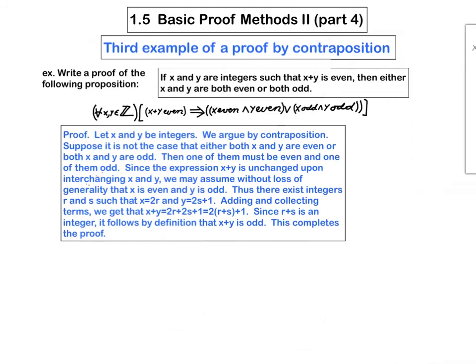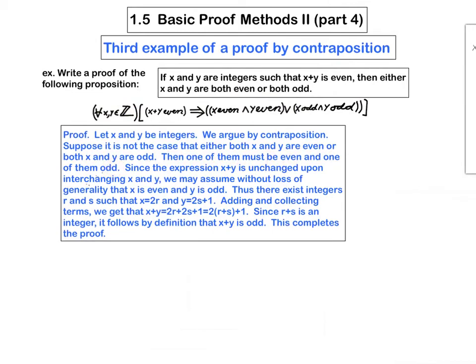Okay, so looking here, I always look at the symbols when I write the proof. This told me I should write let x and y be integers. Now I warn you that I'm about to use a proof by contraposition, so that means that the negation of the conclusion goes here. We suppose the negation of that is true. Suppose it is not the case that either both x and y are even or both x and y are odd. Well, then you explain what that means. That would mean that one of them must be even and one of them odd.